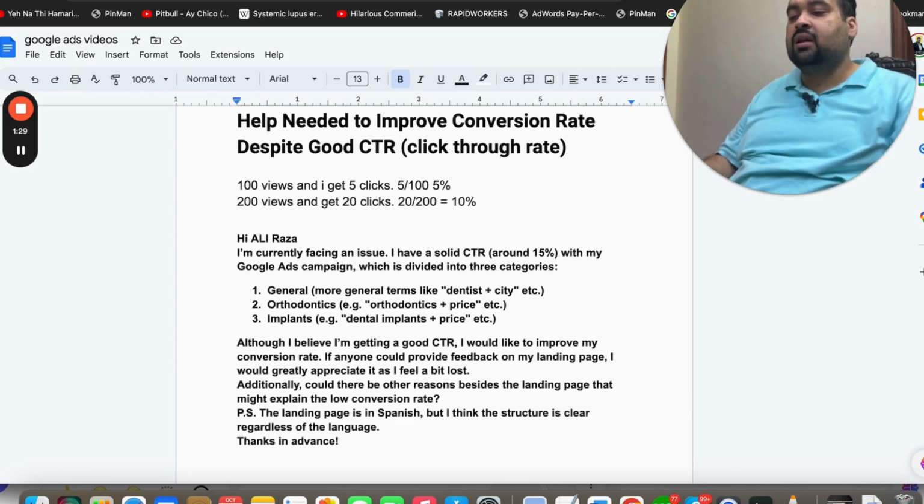Although I believe I'm getting a good CTR, I would like to improve my conversion rate. If anyone could provide feedback on my landing page, I would greatly appreciate it, as I feel a bit lost. Additionally, could there be other reasons besides the landing page that might explain the low conversion rate? The landing page is in Spanish, but I think the structure is clear regardless of the language.